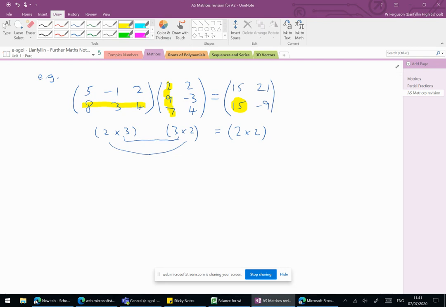And I get that 15 there by doing 8 times 2 plus 3 times 9 plus 4 times 7. Sorry, something must be wrong there. That should have been a minus, shouldn't it? That's why. So plus negative 4 times 7. 8 times 2, 16. 3 times 9, 27. And then take away 28. So that's where I get my 15 from.